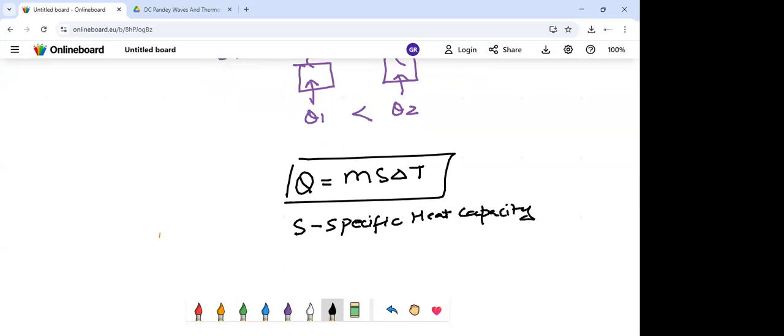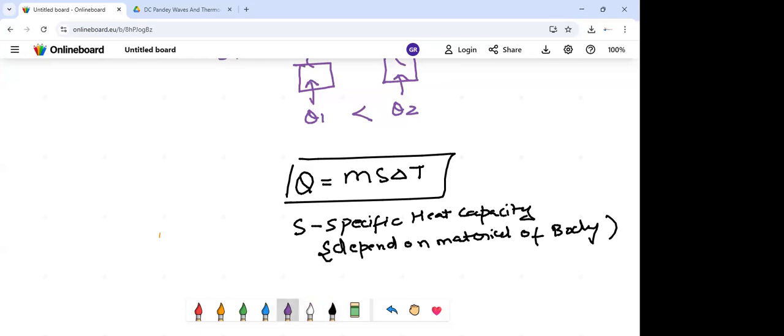What is specific heat capacity? It is very important to understand. First of all, it depends on the material of the body, right? If there is water, if it is 1 gram or 1 liter or 1 milliliter, it doesn't matter. Water will have same specific heat. So specific heat only depends on the nature of the material. If you have steel, whether you take 1 kg of steel or 10 kg of steel, specific heat will remain same.